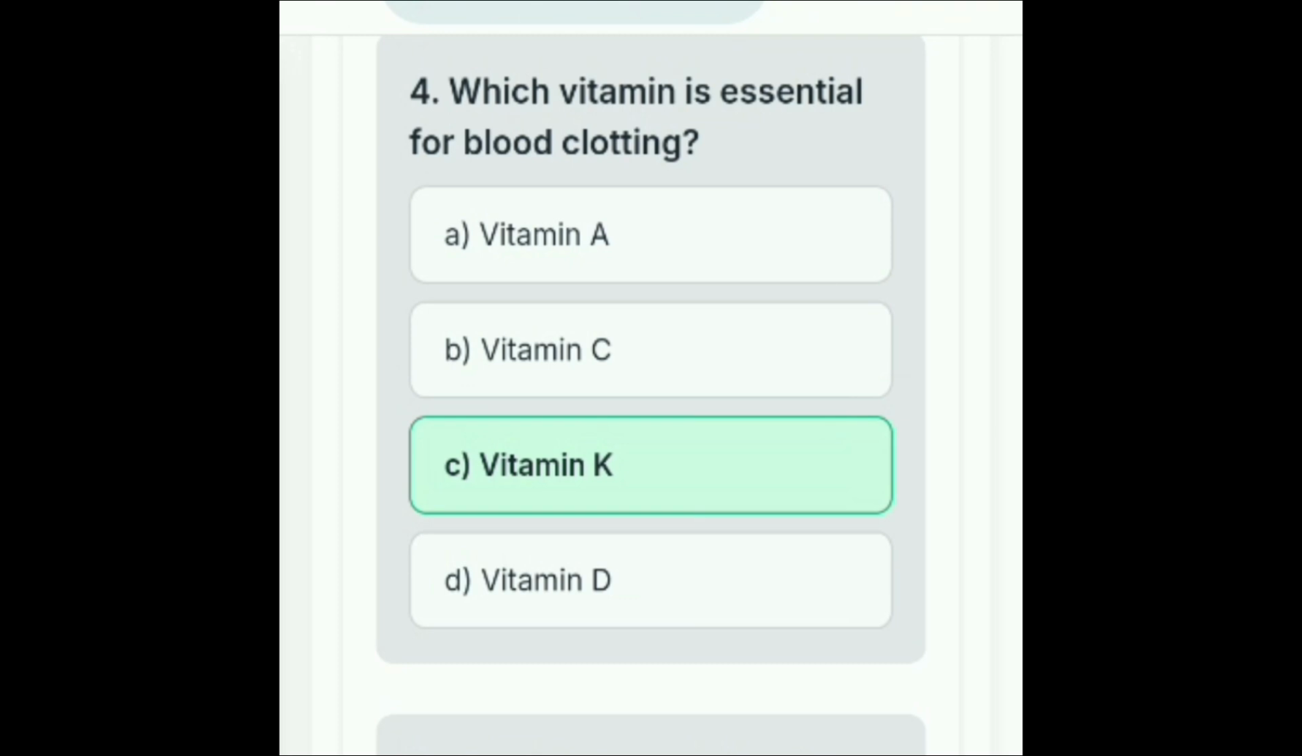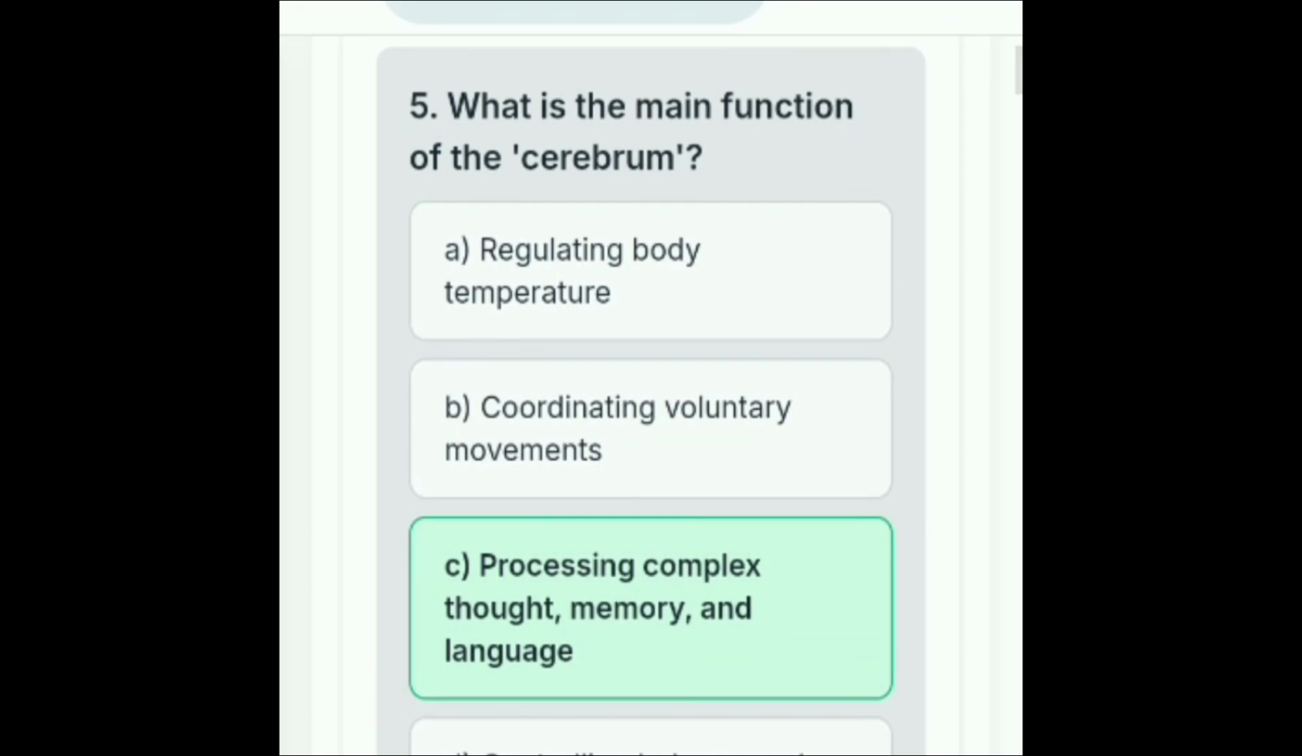Which vitamin is essential for blood clotting? Option A, vitamin A. Option B, vitamin C. Option C, vitamin K. And option D, vitamin D. So C is correct, vitamin K.